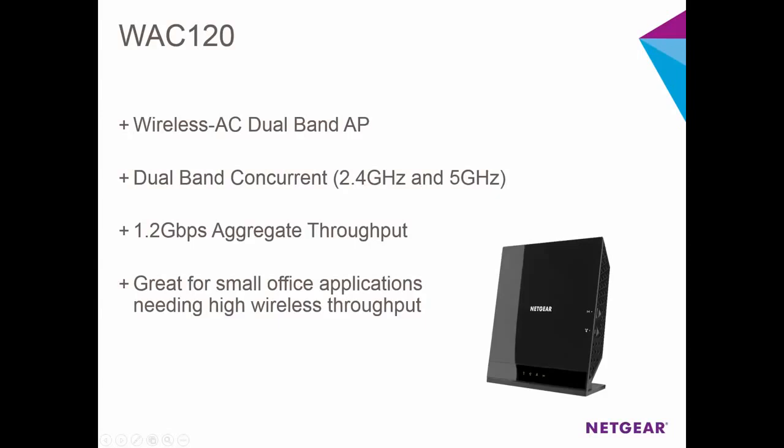802.11ac, or wireless AC, is the next generation Wi-Fi standard. It runs on the 5 GHz band and can perform many times faster than wireless N. The WAC120 can provide up to 1.2 gigabits per second of wireless throughput when the 5 GHz and 2.4 GHz bands are utilized concurrently.